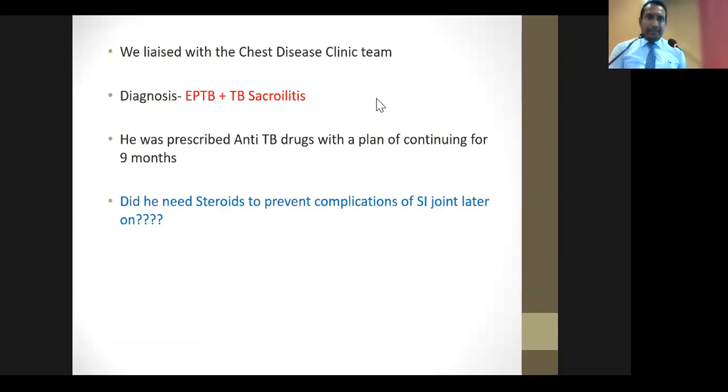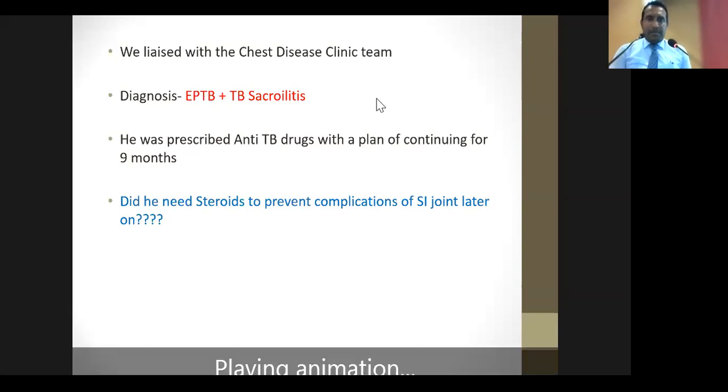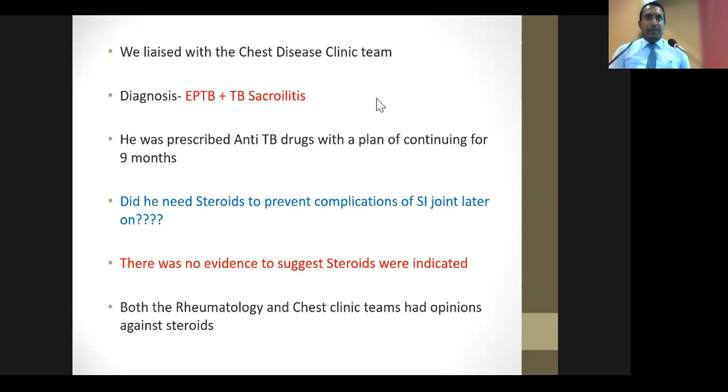Should we have started steroids too to prevent complications of the SI joint later on? There was no evidence to suggest steroids were indicated, and both the rheumatology and chest clinic teams had opinions against steroids.